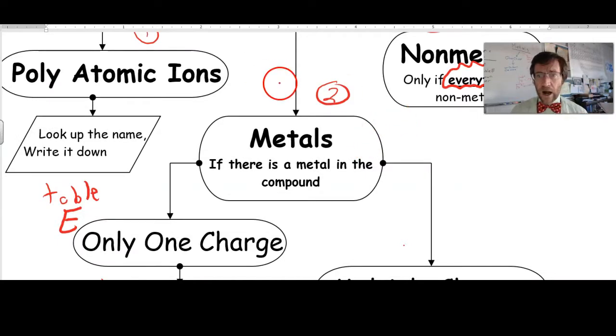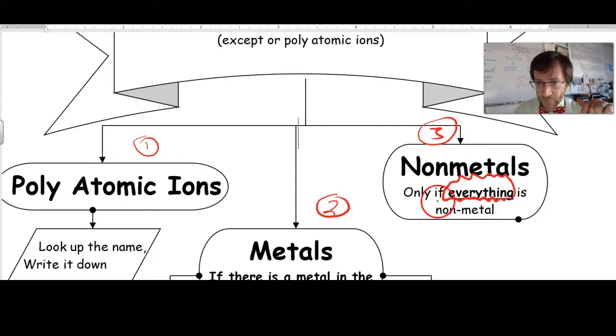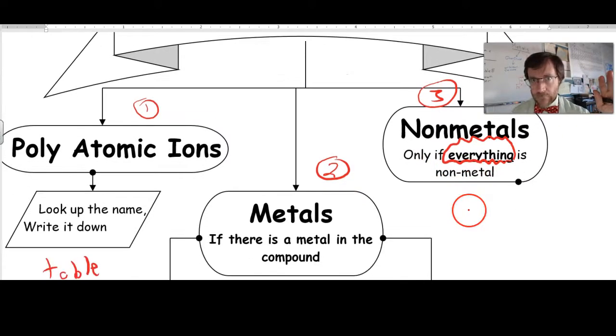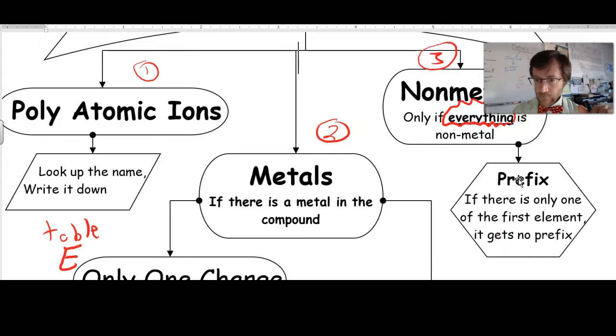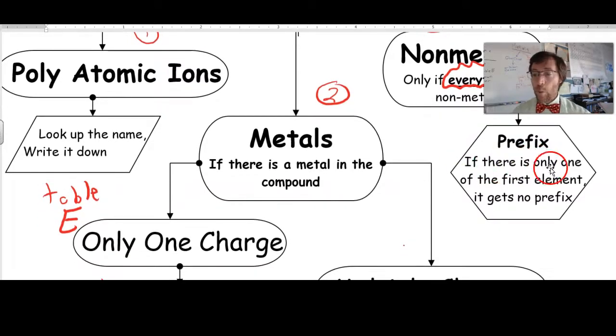All right, moving on. This next category is only if everything in the entire compound is a nonmetal. What we're going to do is we're going to use prefixes. And the prefix is going to tell us how many atoms there are. However, this is a little bit weird. If there's one of the first element, we skip it. Like this one.